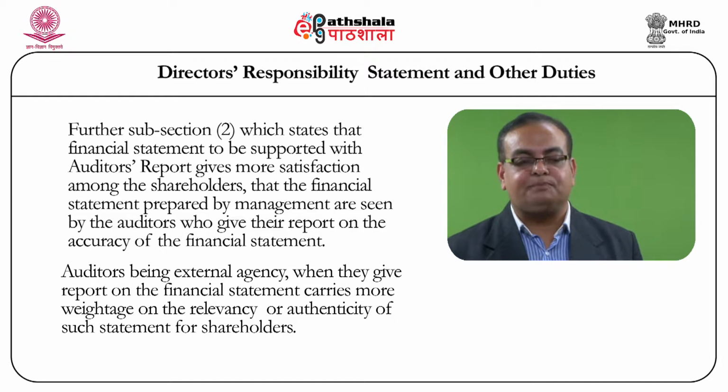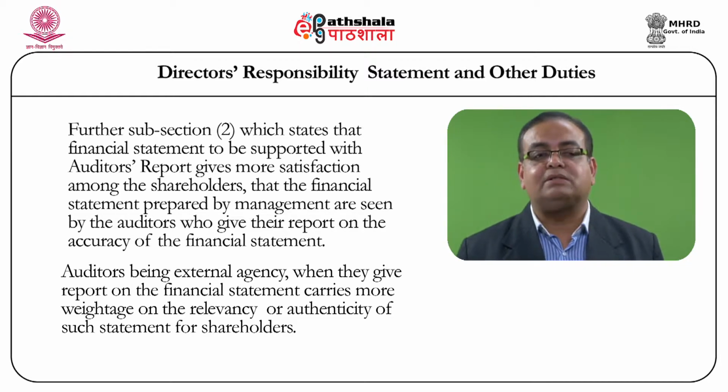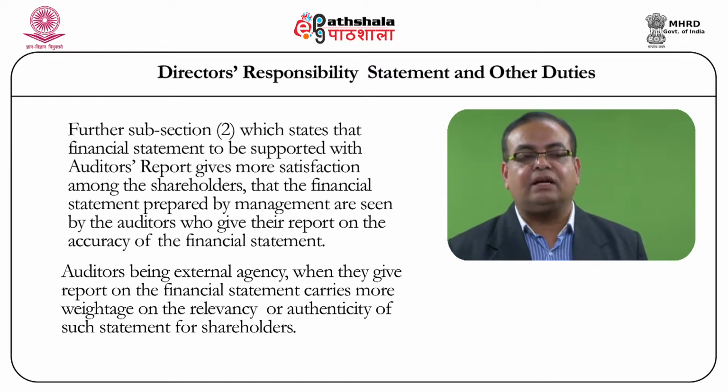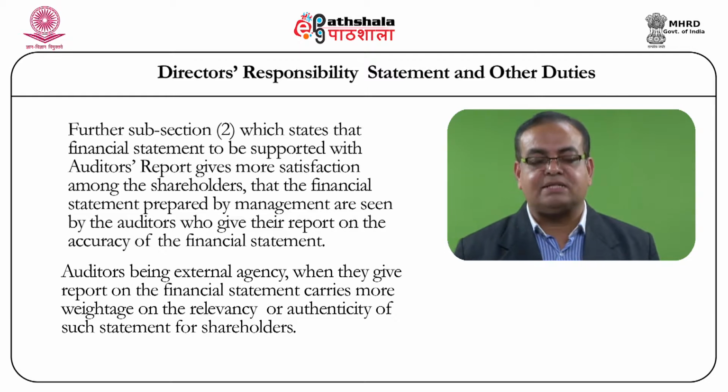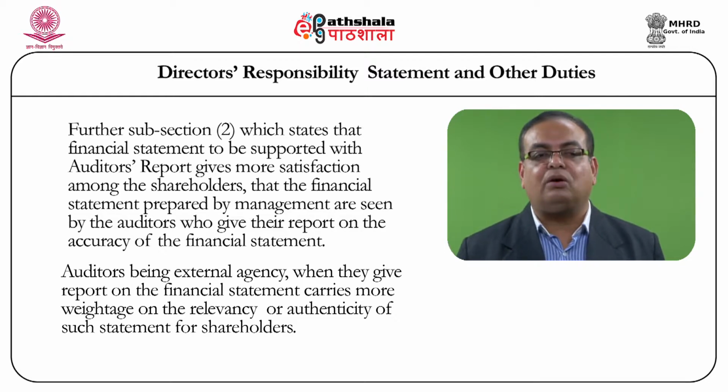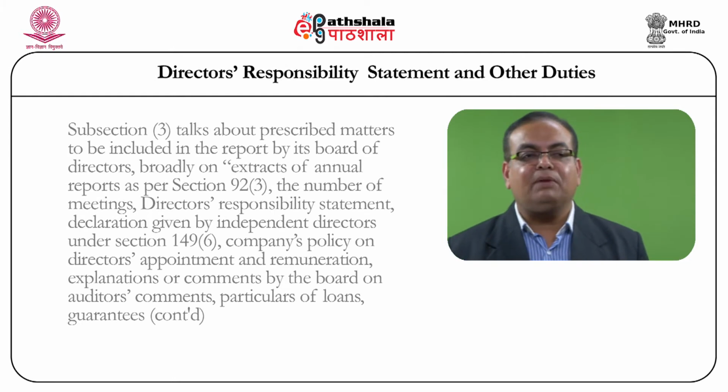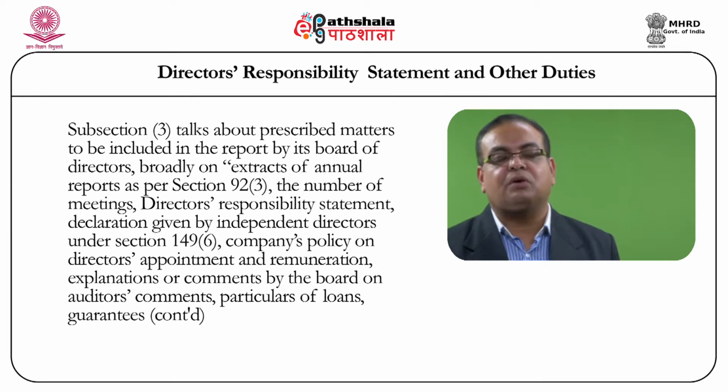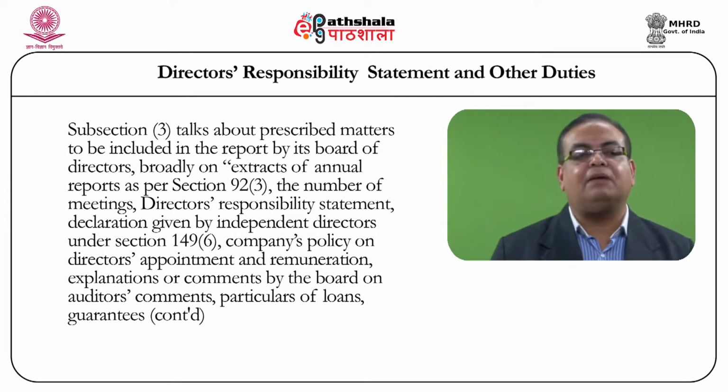So, basically, what subsection 2 says is that the annual report or annual financial statement should go along with the auditor's report when it is being presented to the important stakeholders, that is, the shareholders. Okay. Now, coming to subsection 3, that talks about various relevant information.